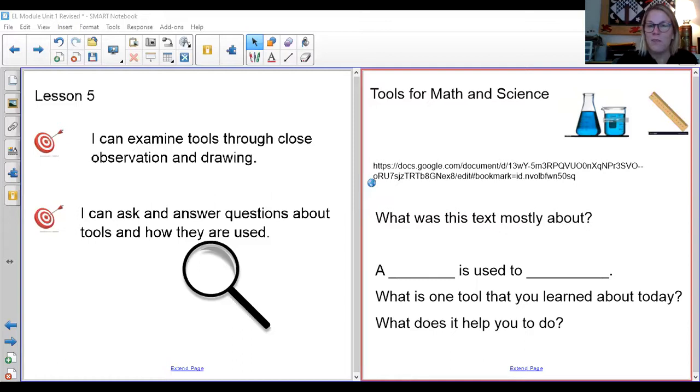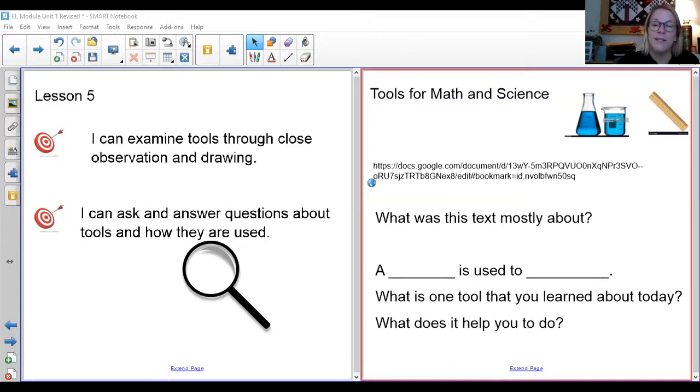Before we move on from this story, I want to go back up to the very beginning sentence. This is called the introduction. It tells us what the text is going to be about, and it'll answer that question, what was the text mostly about? So the beginning sentence is, scientists and mathematicians use tools every day. You can use them too. So that's telling us that the text is going to be about the tools that scientists and mathematicians use.